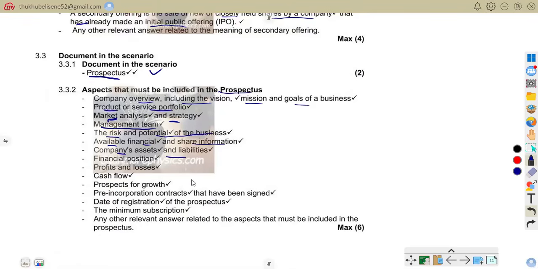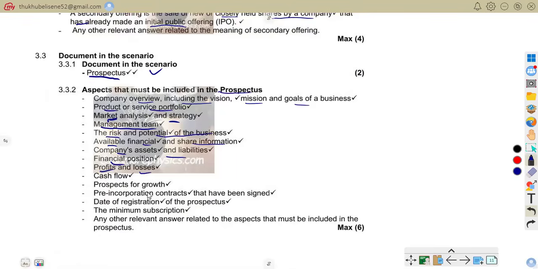Company assets and liabilities. With company assets and liabilities, that shows what the company owns and owes. So that is that. Financial position of the business. Also, it's very important to talk about that, to know where the business lies. That is when we go through the balance sheet of the business.